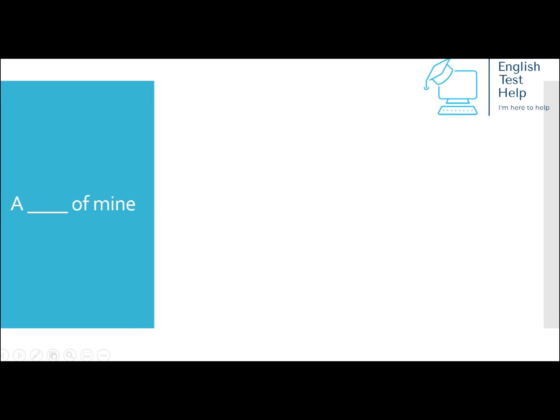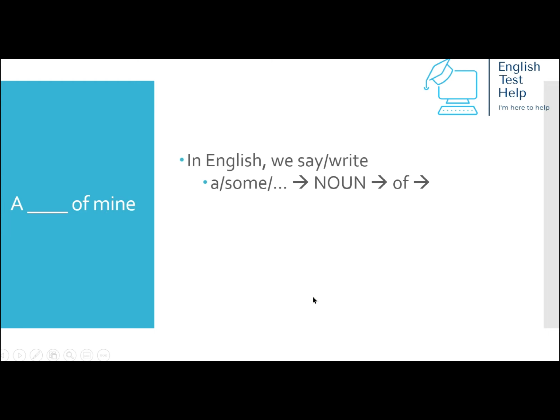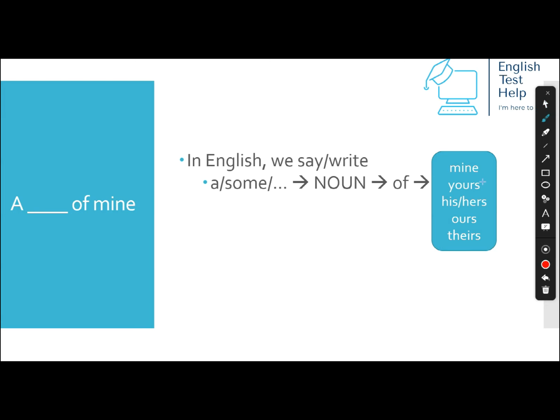Let's do a little lesson today, totally free, so you can say on my own and by myself. Do you know how to do this first one? A friend of mine, a watch of mine, a dog of mine. So in English, we say and write a or some, article or quantifier, then the noun, then of, and then you need these pronouns: mine, yours, his or hers, ours, and theirs. And notice, except for mine, these ones all have an S.